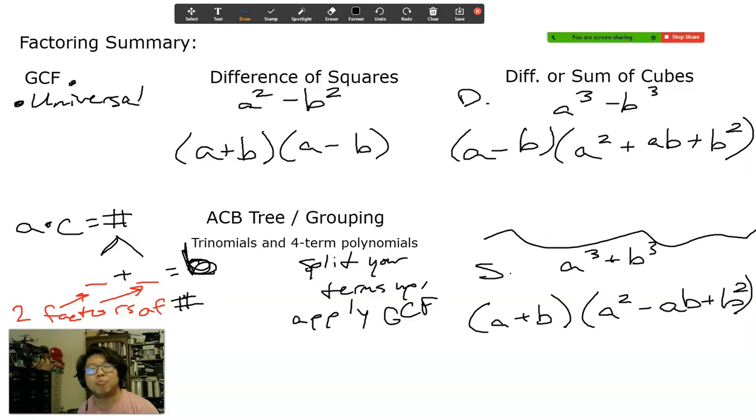And remember, if it's a multi-step factoring problem, you might have to use more than one of these per problem. So you might have to do a combination of difference of squares and GCF. You might have to do, oh, there's an ACB tree with a difference of squares. Stuff like that. But keep factoring until you can no longer factor. And we can definitely go over that in class if you guys have questions.